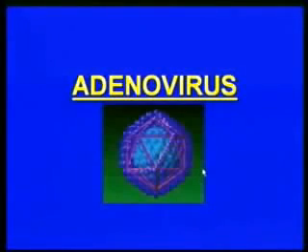Now, we have been talking about RNA viruses, respiratory viruses. Now we're talking about a DNA virus, the adenovirus. Adeno, as you know, comes from lymph node, which is where it was first described from. And this is a DNA virus, but it's also a very, very important respiratory pathogen.